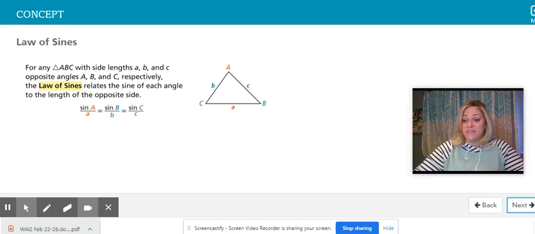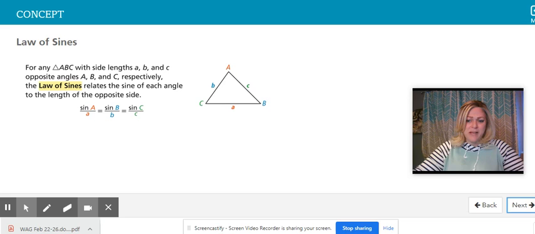It's the law of sines. So even though this isn't a right triangle, so trig itself won't work the way we learned it last time, but it will work with the law of sines. So the sine of an angle A over the opposite side will be congruent to the sine of angle B over the opposite side, and the sine of angle C over the opposite side.